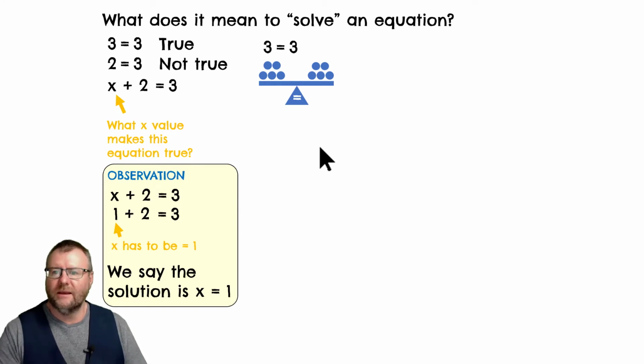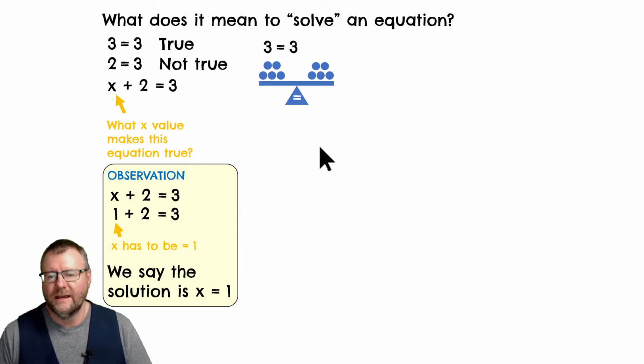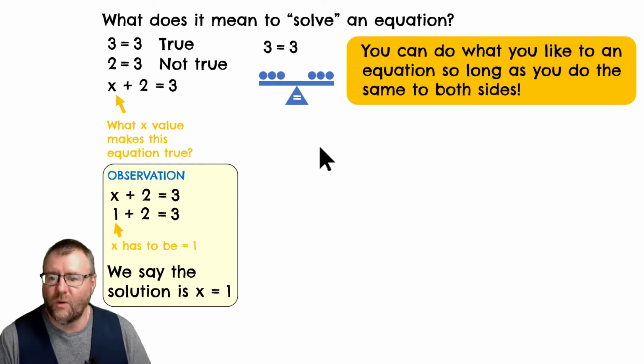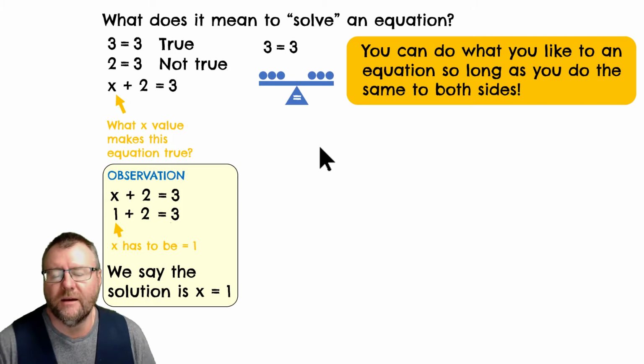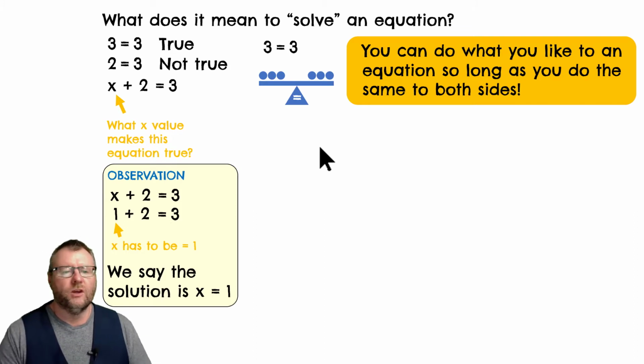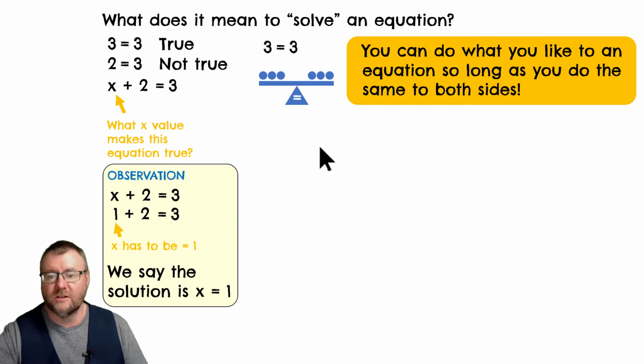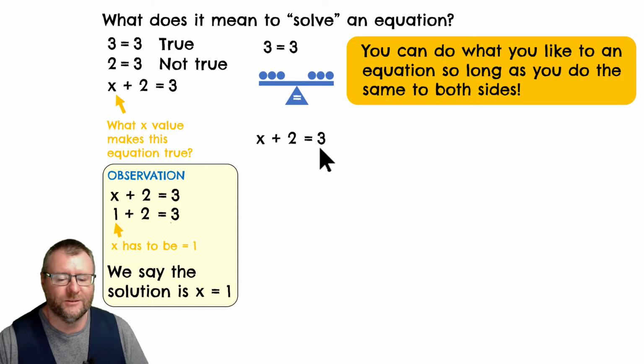This idea of adding one thing to one side and to the other is really critical, because you can do whatever you want to an equation, so long as you do the same thing to both sides. We're going to do some examples of that right now, because it's really important you get your head around that. Whatever you do to one side, you have to do to the other side, just like getting that seesaw back into balance.